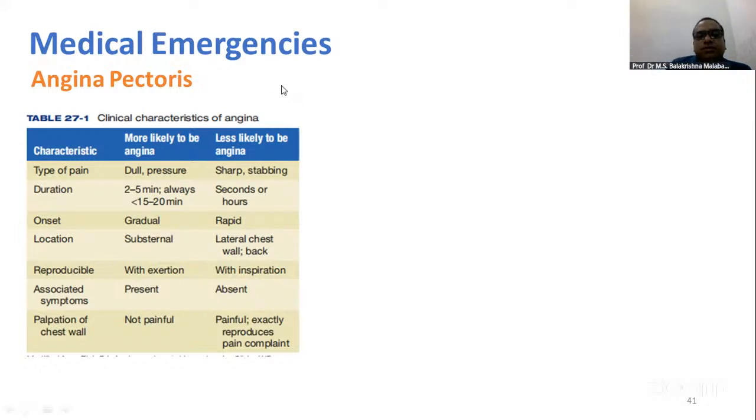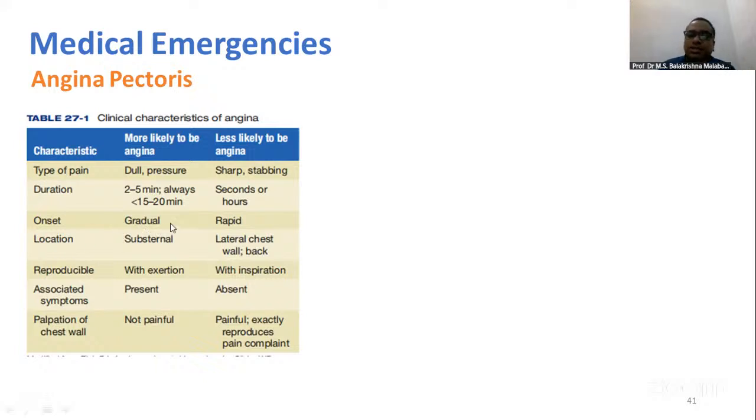It is more likely to be angina if the pain is dull and there is a lot of pressure in the heart. But if it is a sharp and stabbing pain in the heart, it may not be angina. It could be other reasons, that is, epigastric reasons. If the duration is 2 to 5 minutes, then it could be angina. That much, 2 to 5 minutes of pain will be there, and then it's fine. And again it comes after some time, and again 2 to 5 minutes of pain is there. Whereas for the other reasons, the pain lasts only a few seconds, or hours, and then it is absolutely fine.